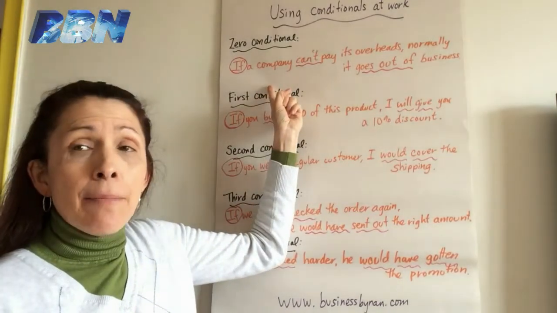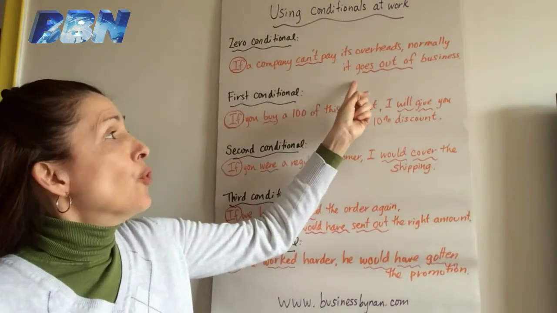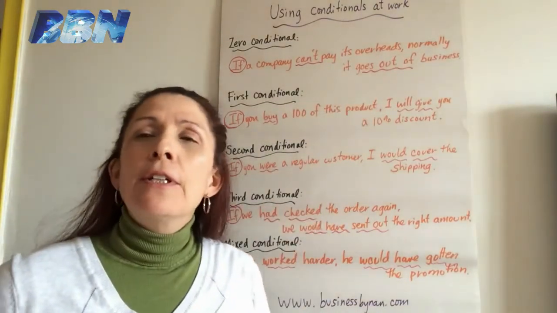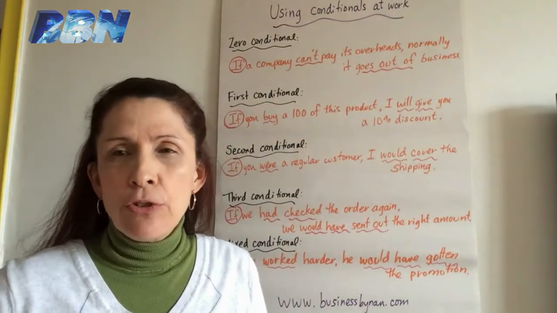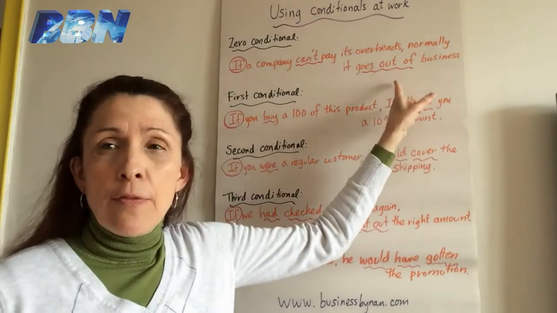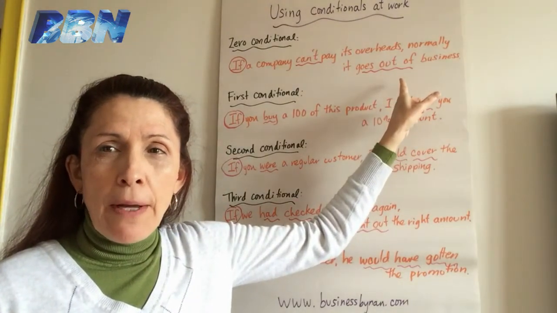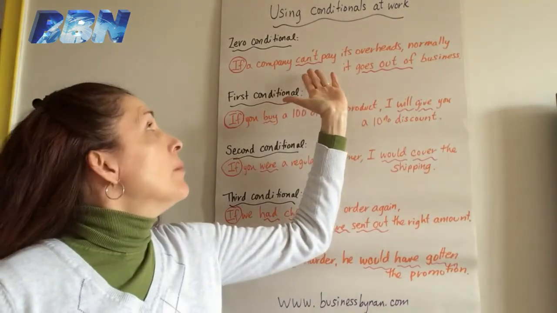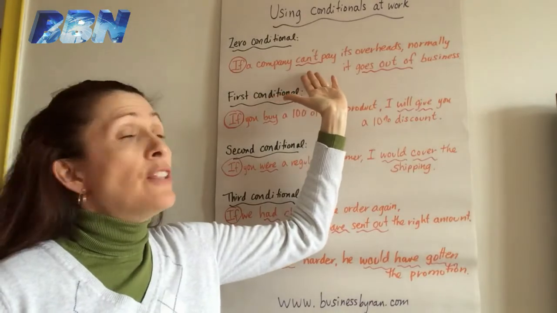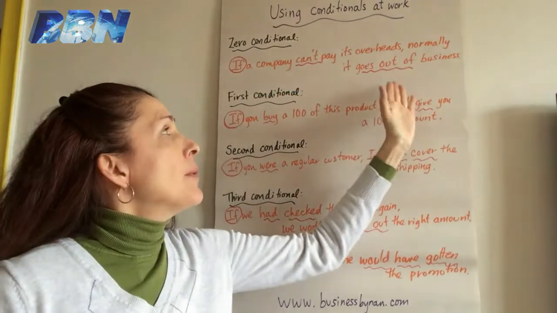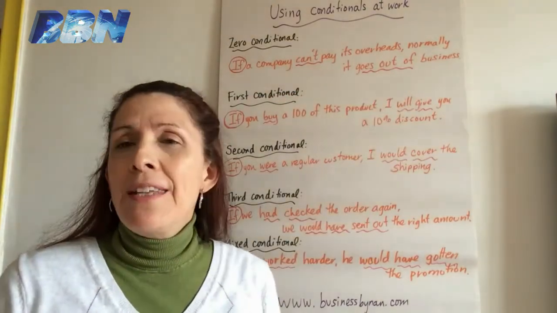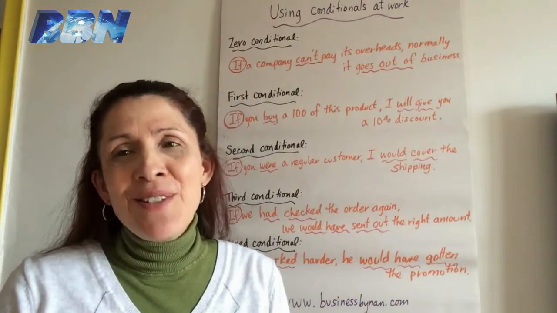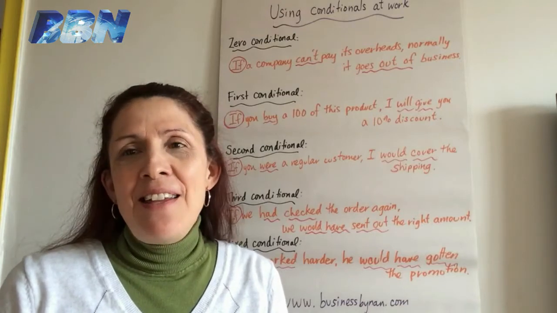if a company can't pay its overheads, normally it goes out of business. Overheads are like salaries or the rent or electricity. And go out of business is a phrasal verb which means to go bankrupt. So you'll notice, yes, we have a modal here, but we could say if a company doesn't pay, so it's the present simple and present simple here. That's the zero conditional.